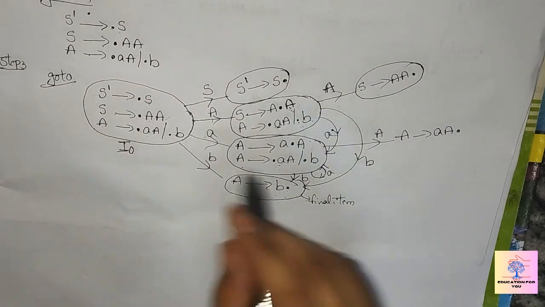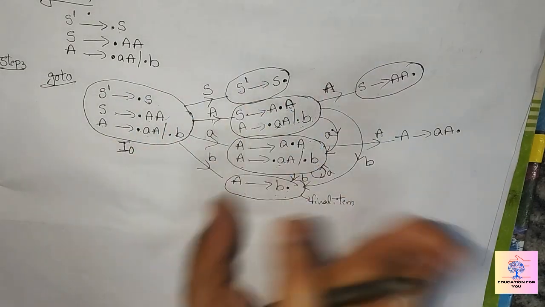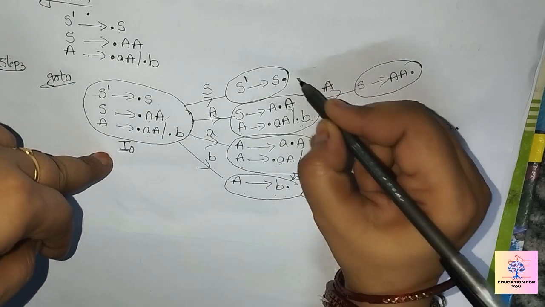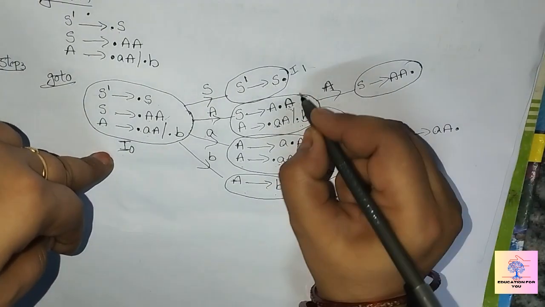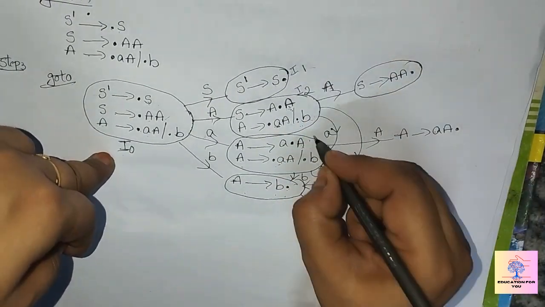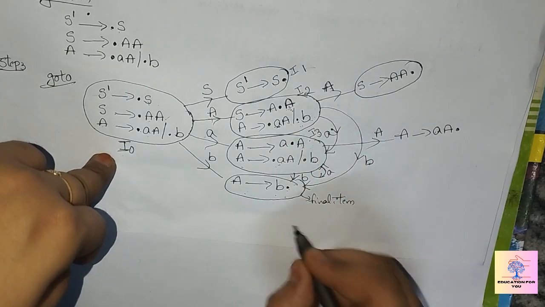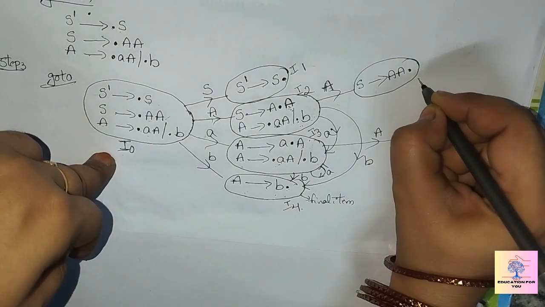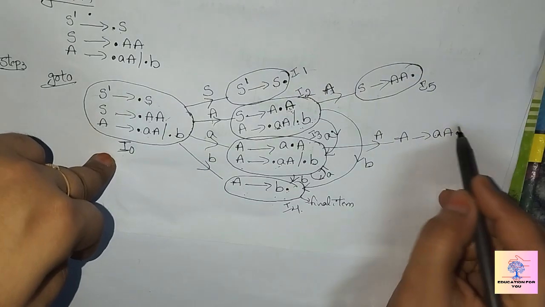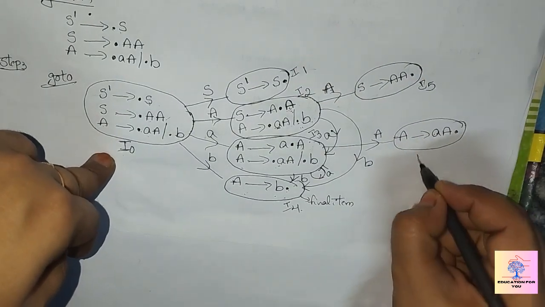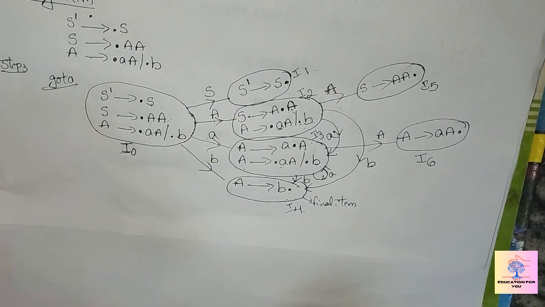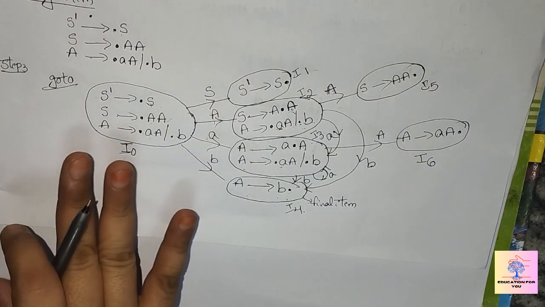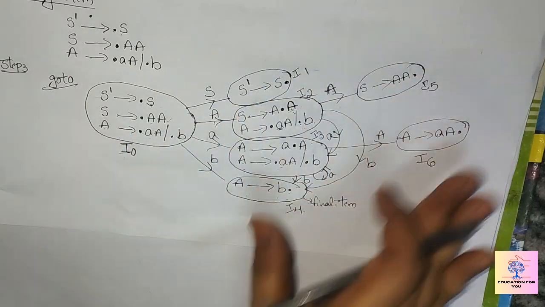Now let us give names to all the states. This is I0, this is I1, this one is called I2, this one is I3, this one is I4, this one is I5, and this one is called I6. Okay, these are the states. So you identify the states here.